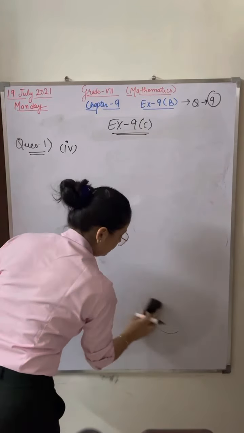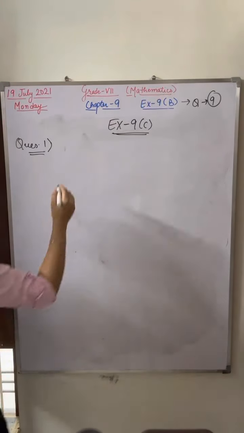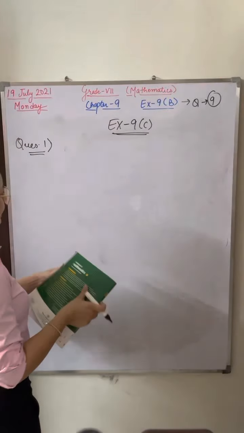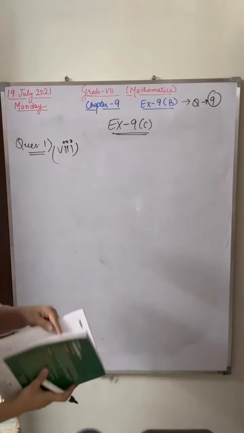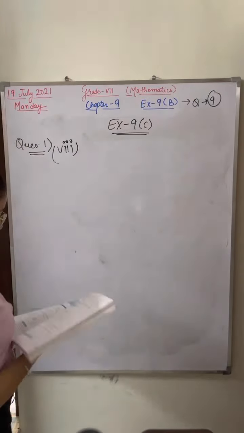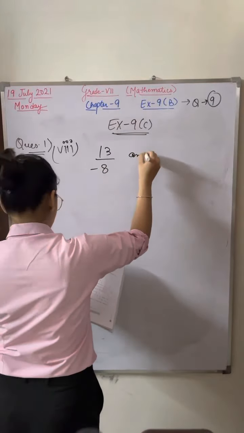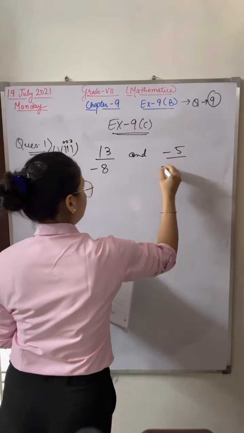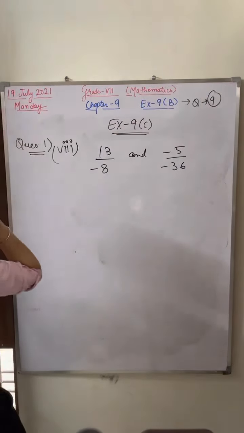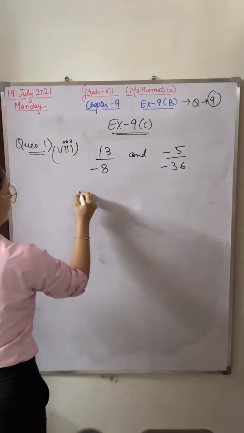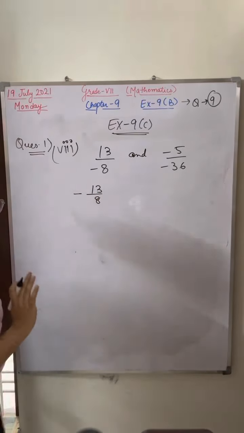So anyone can tell me if denominators will be different, what we can do in the beginning. That is the 8th part. If denominators will be different, then how we can solve? Very good, Prasan. This is 13 upon minus 8 and minus 5 upon minus 36. So first of all, I am writing this. It is minus 13 upon 8. Minus sign is common. Can I write in this way?